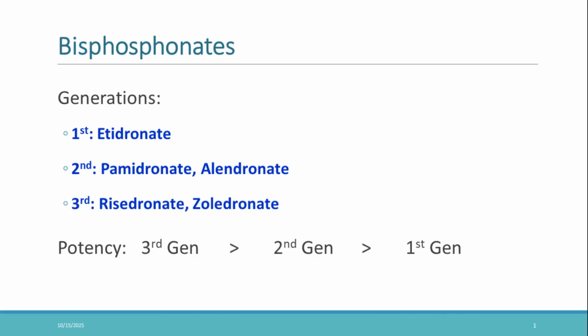There are generations of bisphosphonates. The first generation or the early bisphosphonate was etidronate. The second generation were pamidronate and alendronate. And the third generation includes drugs like risedronate and zoledronate.